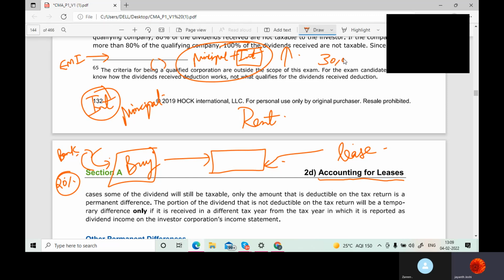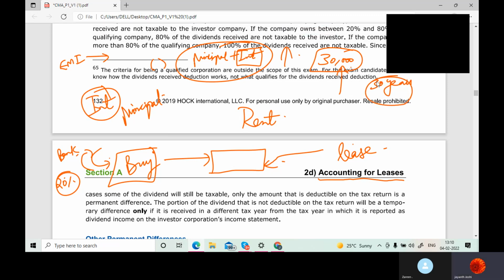Suppose 30,000 is the EMI. If you have taken a housing loan to finance a house, you have to make an EMI payment of 30,000 per month for 30 years, for example. So this 30,000 will be divided into two parts, principal and interest. In the beginning, the principal element will be very less and the interest element will be very high.